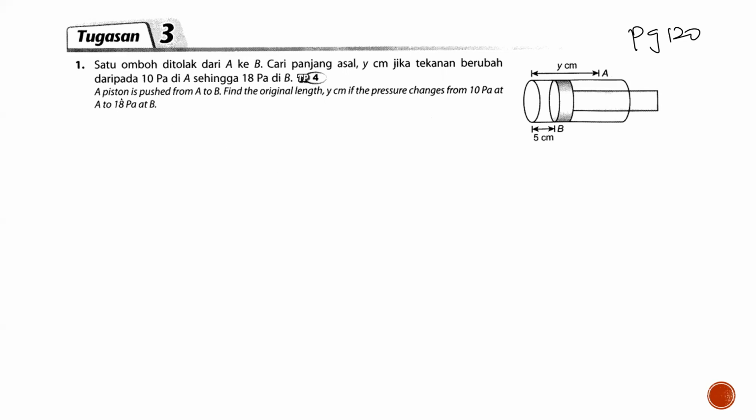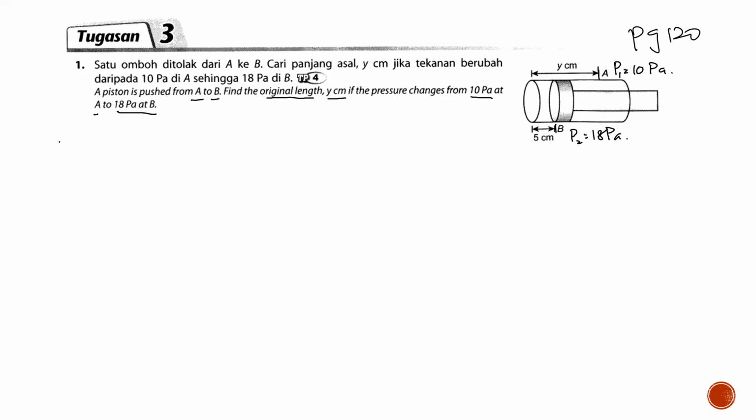Okay, so now a piston is pushed from A to B. From A to B means A is longer, B is shorter. Find the original length, Y, if the pressure changes from 10 Pascal at A to 18 Pascal at B. So P1 is 10, P2 is 18 Pascal.